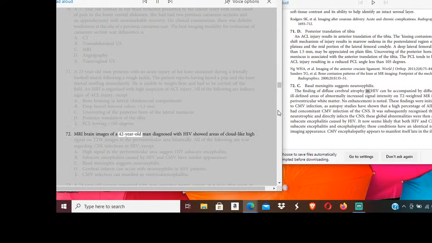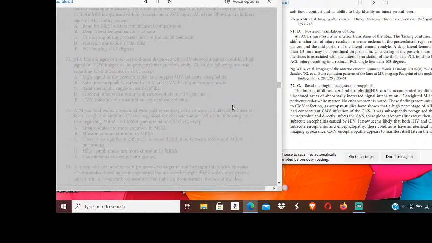72. MRI brain images of a 42-year-old man diagnosed with HIV showed areas of cloud-like high signal on T2W images in the periventricular area bilaterally. All of the following are true regarding CNS infections in HIV, except: A, high signal in the periventricular area suggests HIV subacute encephalitis; B, subacute encephalitis caused by HIV and CMV have similar appearances; C, basal meningitis suggests neurosyphilis; D, cerebral infarcts can occur with neurosyphilis in HIV patients; E, CMV infection can manifest as ventriculoencephalitis.